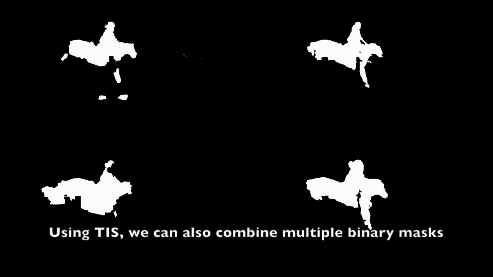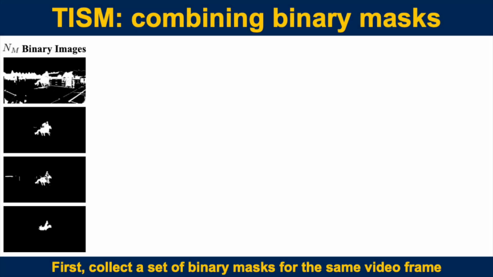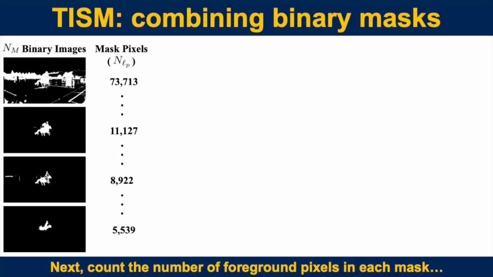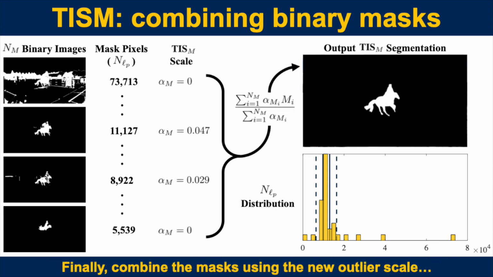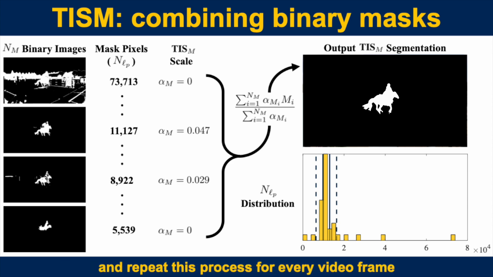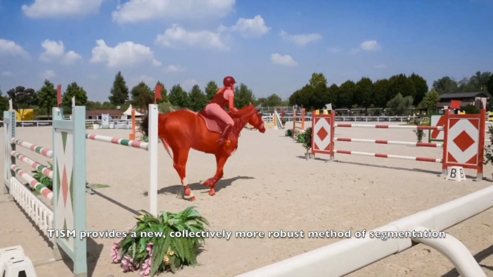Next, let's look at a new paradigm for the problem of video object segmentation. Assume that we are given many estimates for the same foreground object. Using a variant of our initial outlier scale, we can also combine multiple binary masks together. First, we collect a set of binary masks for the same video frame. Next, we count the number of foreground pixels in each of the masks, and define a new outlier scale based on the foreground pixel quantities across the set. Finally, we combine the masks using their outlier scale estimated reliability, and repeat this process across the entire video. This process leads to a collectively more robust method of segmentation that we show in our paper to outperform all prior individual segmentation methods.